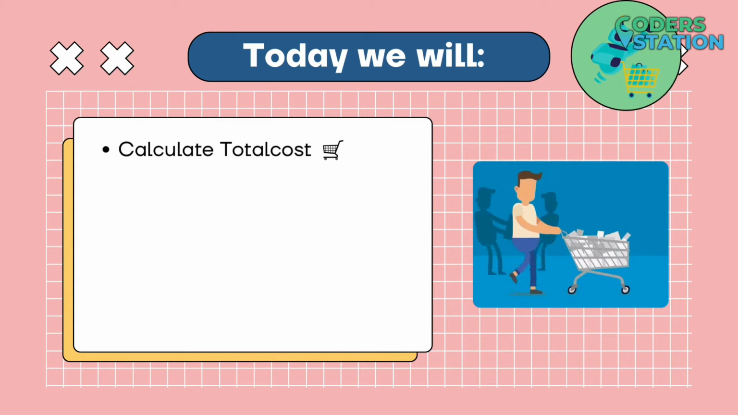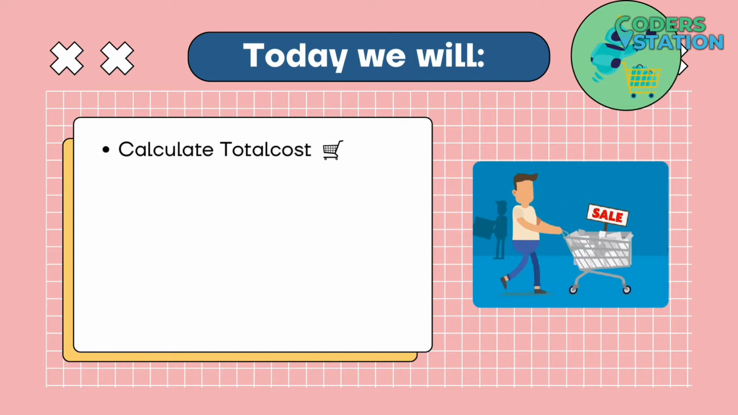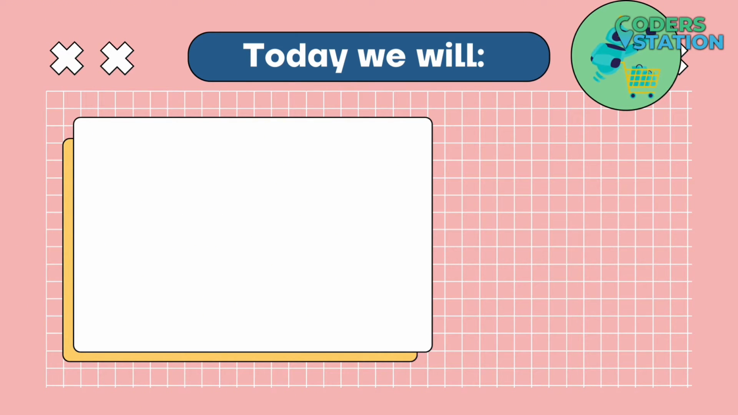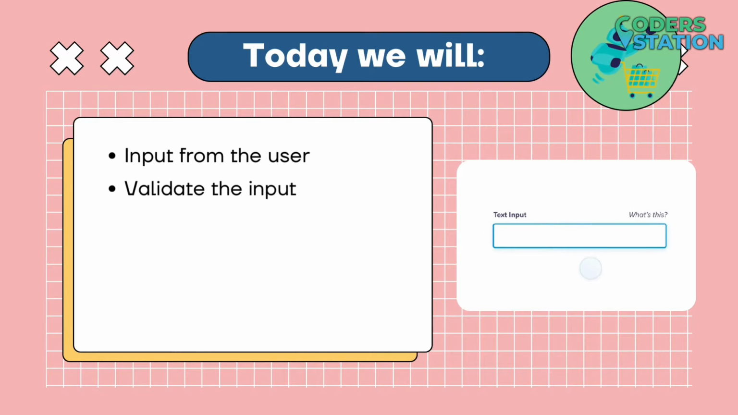The function will calculate the total cost based on some parameters. We are also going to add the tax, we are also going to add the shipping cost, and then we are going to calculate the total cost of a shopping cart. And we are also going to take the input from the user. We are also going to validate the input from the user, and then we are going to calculate. So let's dive into it.